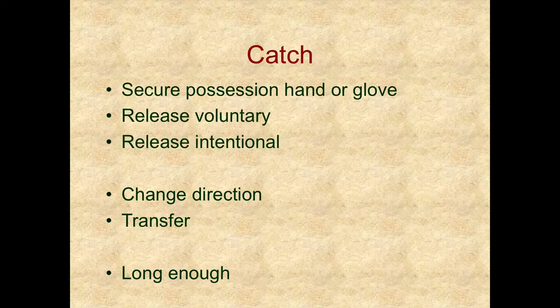Catch. A catch is ruled when a fielder has secure possession of the ball in her hand or in her glove, and when her release of the ball is both voluntary and intentional. This too is umpire judgment. There are things that occur during a legal catch that may look like the ball was dropped.